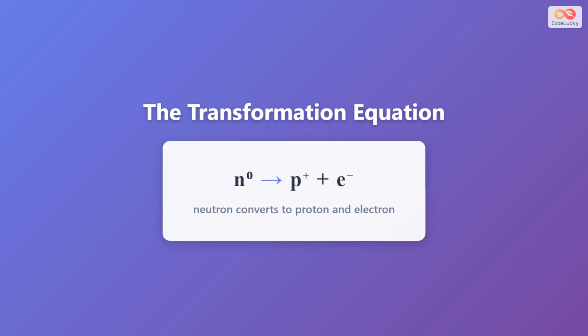The transformation can be represented by a simple equation. A neutron, which we denote as N with a charge of 0, converts into a proton, denoted as P with a positive charge, plus an electron, denoted as E with a negative charge. This equation shows us the fundamental change that occurs during beta decay. The neutron disappears, and in its place, we get a proton that stays in the nucleus and an electron that is ejected.